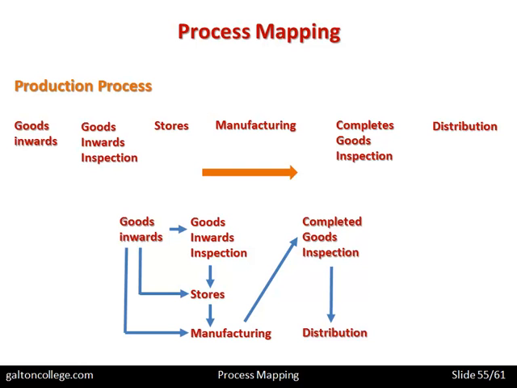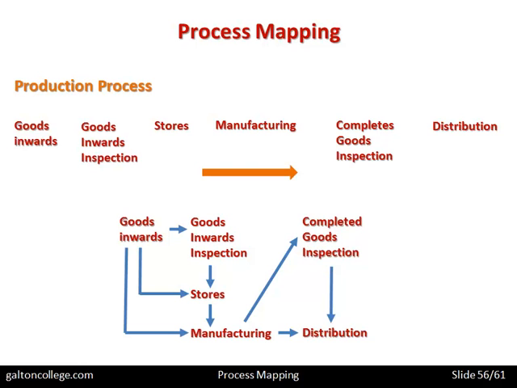Nonetheless, if it goes through to completed goods inspection, it goes from there to distribution. But as I said, it could go from manufacturing to distribution if the company has got quality procedures in place right throughout the production process. So you can see how process mapping is starting to work out.